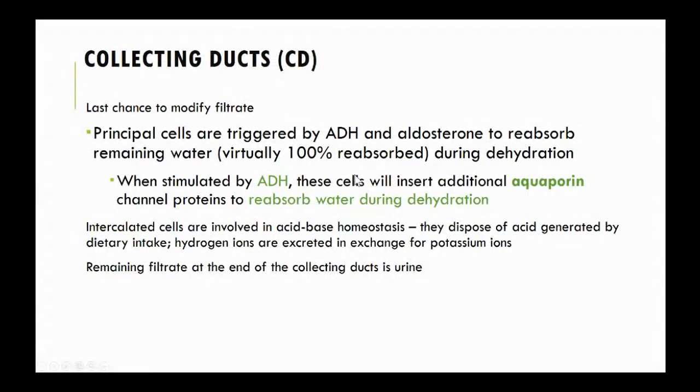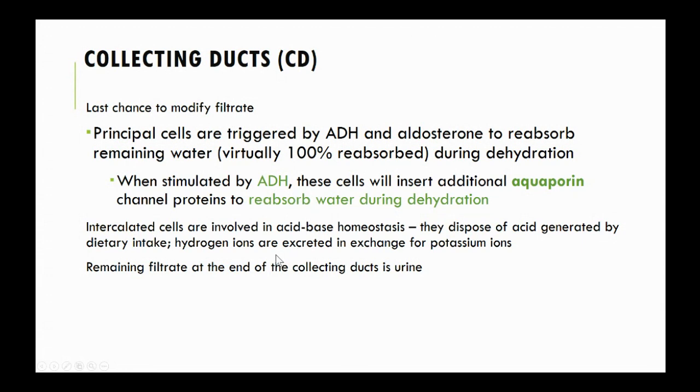We also have these collecting ducts. The collecting ducts are the last chance for us to modify the filtrate, what's going to stay in the tube and what's going to come back into the body. So we have what are called principal cells, and these are triggered by ADH and aldosterone to reabsorb that remaining water, and virtually 100% can be reabsorbed during times of dehydration. When stimulated by ADH, these cells can insert additional aquaporin channels to reabsorb water during dehydration.